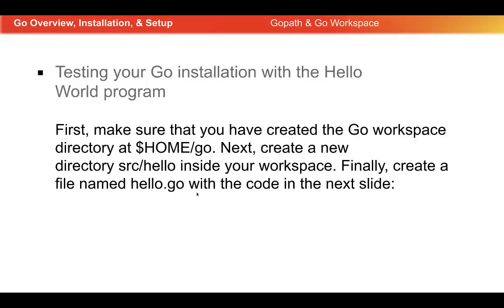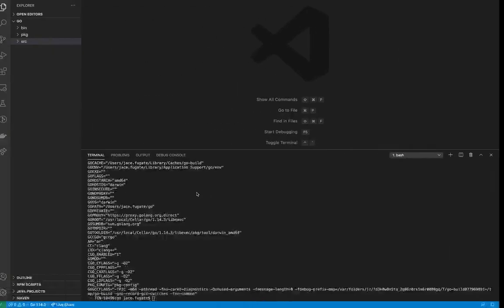When it comes to testing your Go installation, really the best way is to write a simple program, a hello world program, that just prints something out. And if that compiles and you can run it, then you probably have everything set up right. There is an easier way also. You can switch over here.